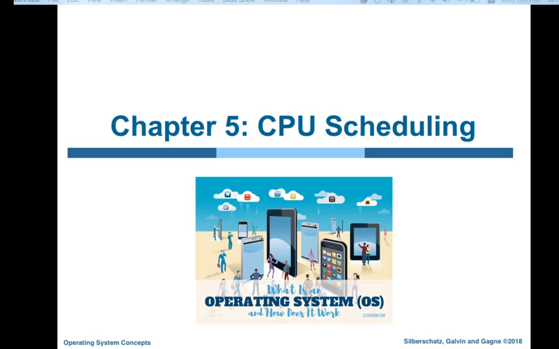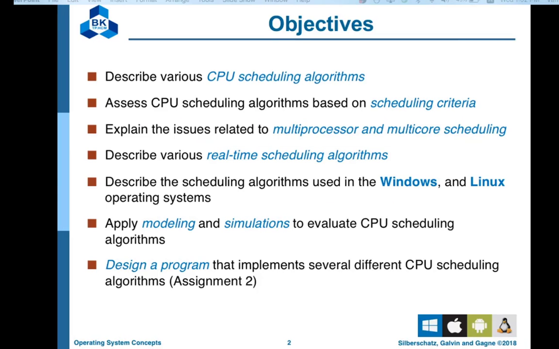In a single-core system, the CPU scheduler chooses one process among the processes in the ready queue to allocate the CPU core for running. And CPU scheduling is a fundamental operating system function. So, what are the objectives of today? We will describe various CPU scheduling algorithms. In this chapter, we discuss and try to understand the basic concepts of CPU scheduling.